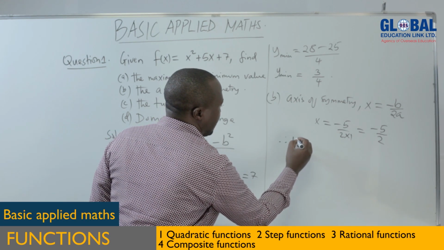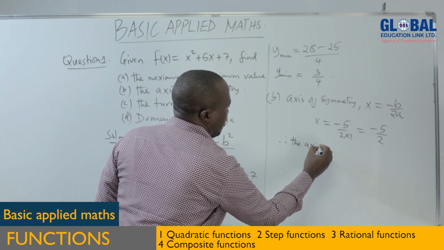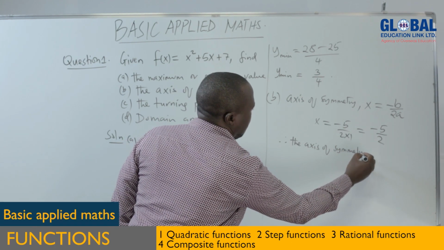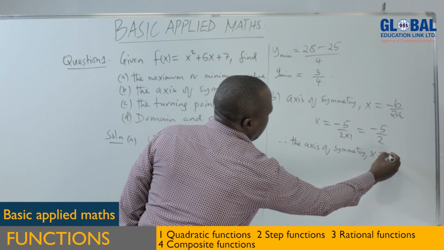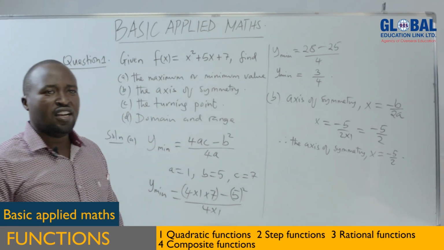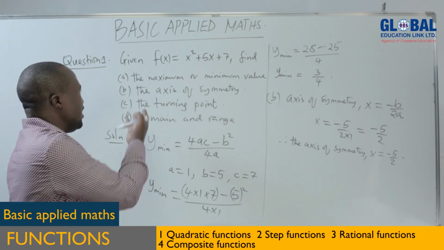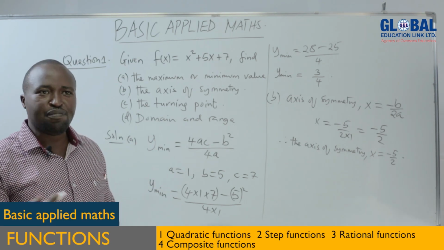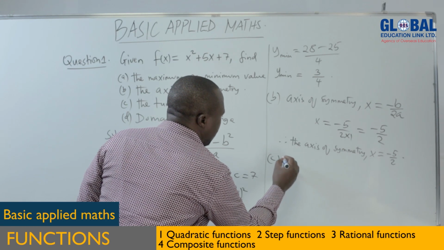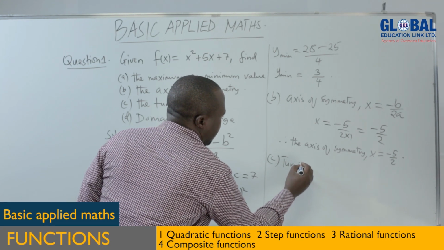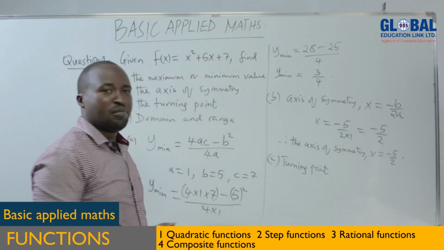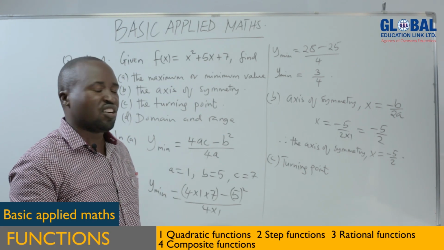Therefore, the axis of symmetry xc is equal to negative 5 over 2. Now, my dear student, we proceed with C, that is the turning point. So for C, we need to find the turning point. But remember, the turning point is given as a coordinate.